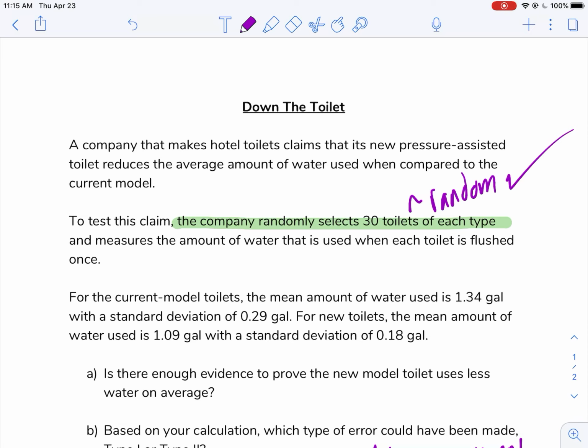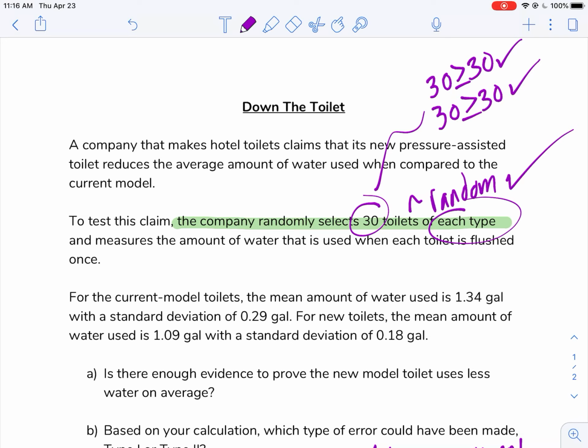Next thing I want to check is, we'll go with large sample. And it says 30 of each. So that means 30 is greater than or equal to 30. Works. 30 is greater than or equal to 30. That works. So that tells me that it's going to be coming from a normal population. I like that, because if you're getting greater than 30, guarantee that's coming from something normal. If it's less, then you have to prove it.